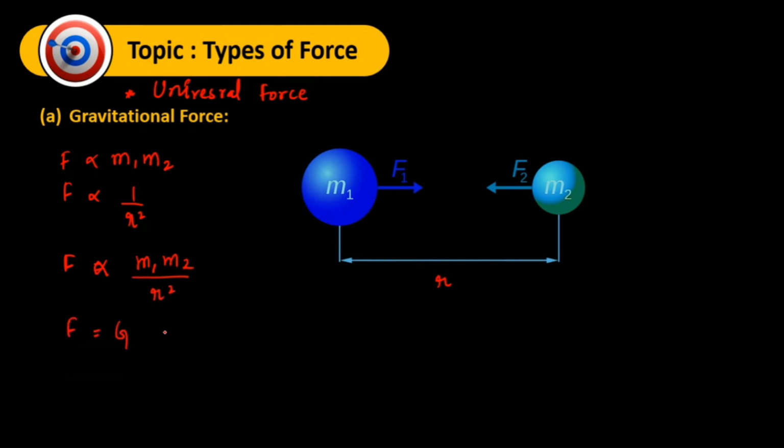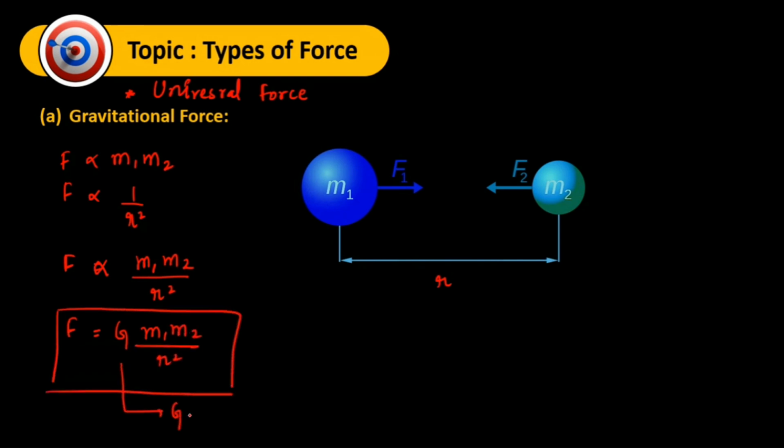So from here came a constant which is called the universal gravitational constant, which is represented by G, and this G has a value of 6.67 into 10 to the power minus 11 Newton meter square per kilogram square. That is the SI unit for this G.